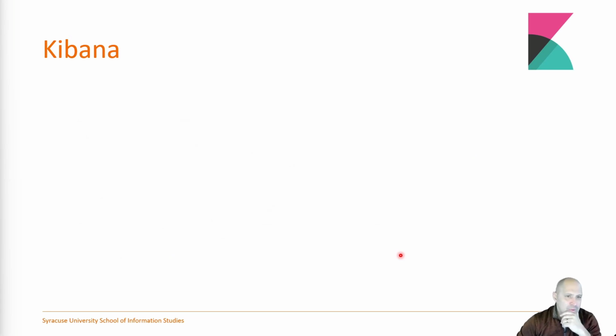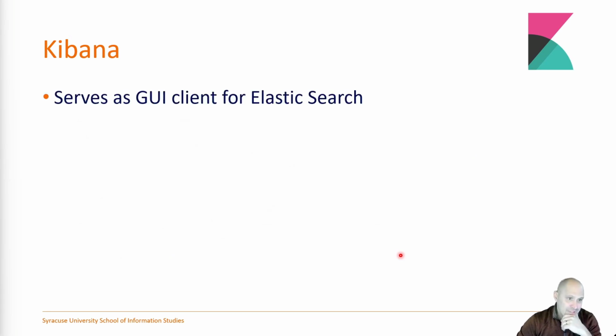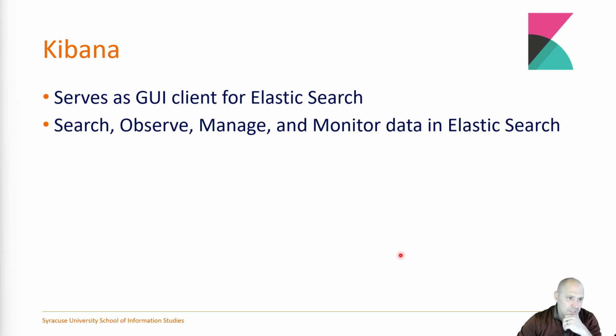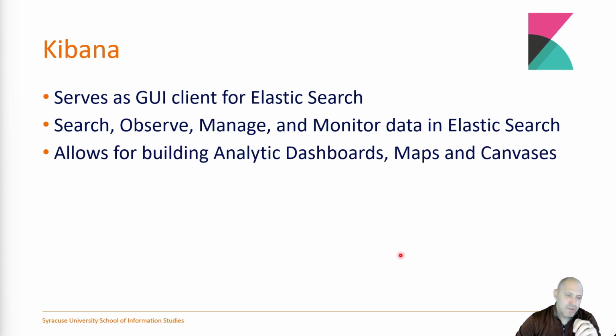Okay, then there's Kibana. Kibana is like the front end for Elastic. It allows us to search, observe, manage, and monitor data in Elasticsearch. There's a box where you can just type in any query you want and get results back within Elastic. But you can also build analytic dashboards. You can build maps. You can build something called a canvas.